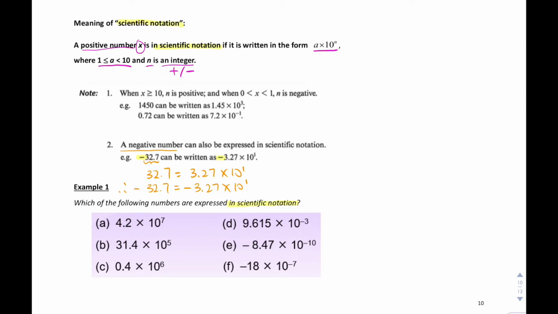Here, A, D, and E, all these are expressed in scientific notation. For B, it is not, because here, this number is greater than 10. It is not okay. For part C, this number is less than 1, so this is not in scientific notation. For part F, this is greater than 10, so it is also not expressed in scientific notation.